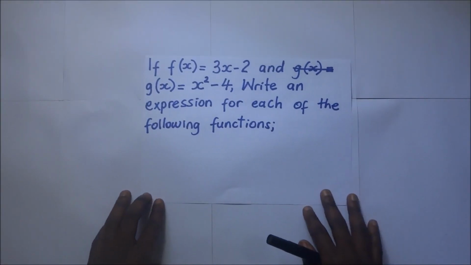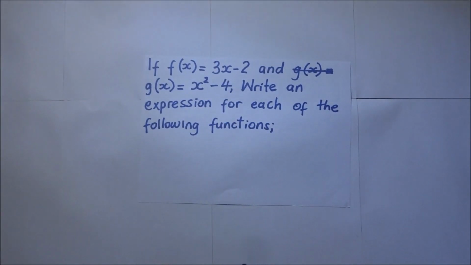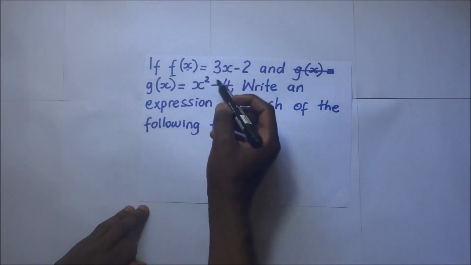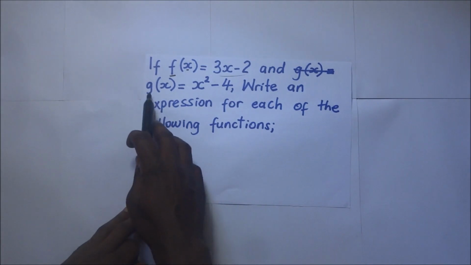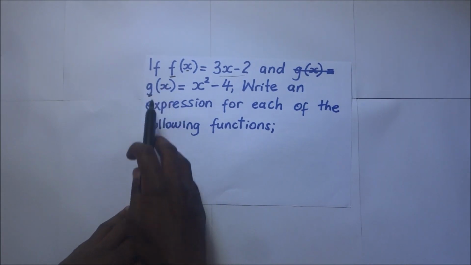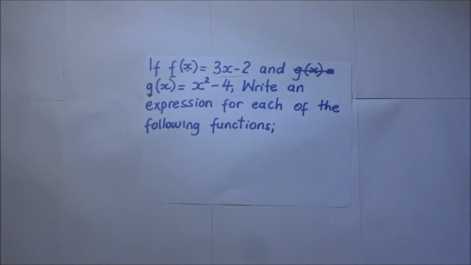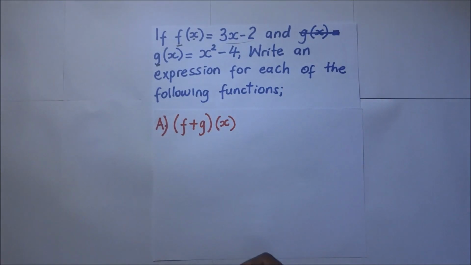We have that f of x is equal to 3x minus 2, that is a function f where x is the input. And then we have function g, where x still is the input, given by x squared minus 4. Write an expression for each of the following functions, and our part a there is f plus g.